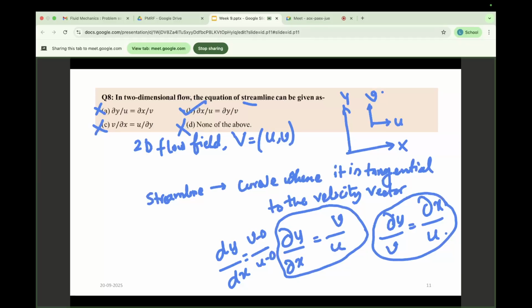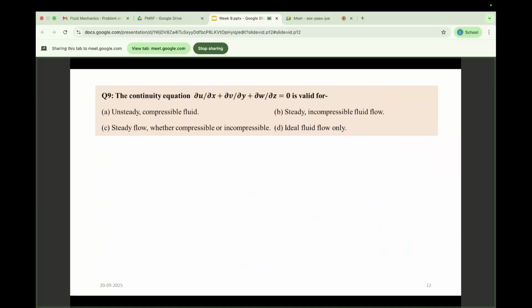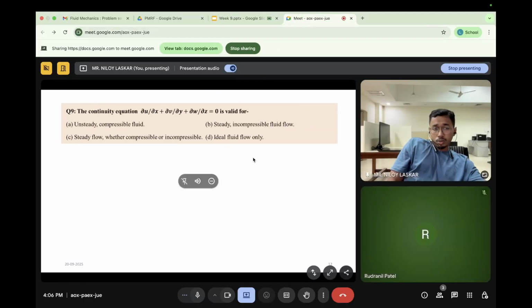Okay, now I am moving to the next question. So this is another question. In this question it is asked, this continuity equation is valid for what? So these are the four options. I am giving you 1 to 2 minutes to solve this one. So please try to solve.